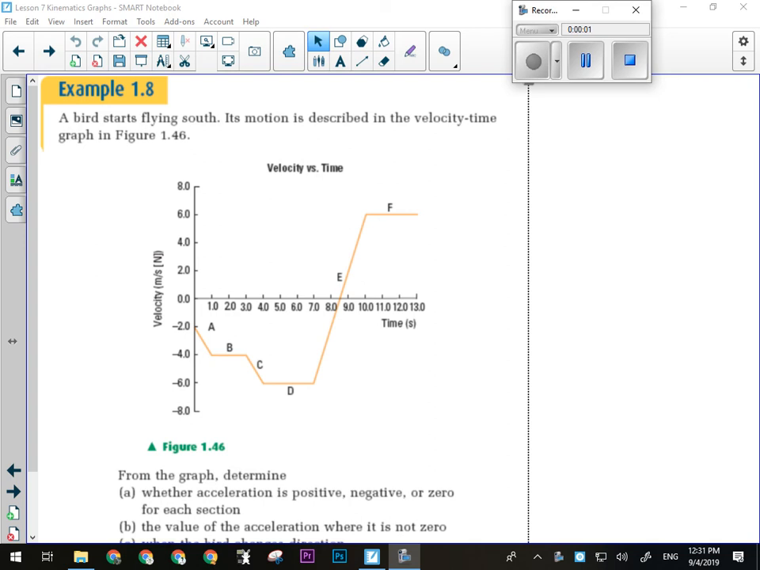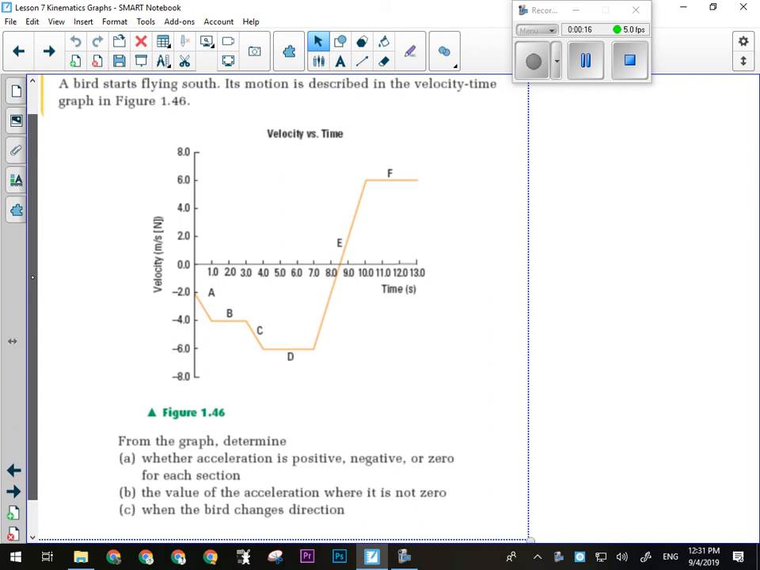Okay, the question on the board here involves a velocity versus time graph. I would like for you to write it down somewhere. You don't necessarily need to draw the graph, or just kind of freehand it, but I would like you to answer the questions related to that graph here.